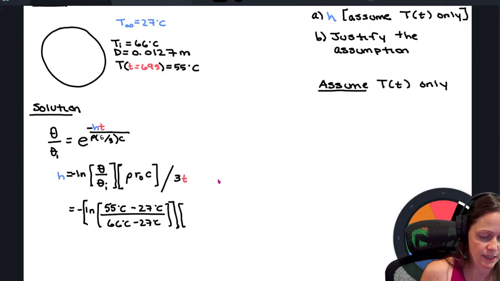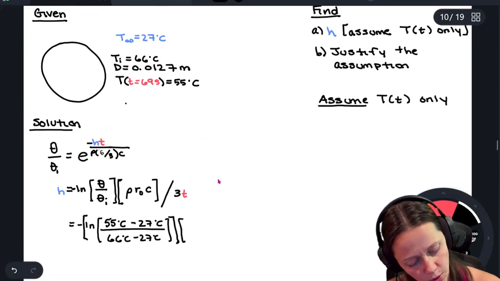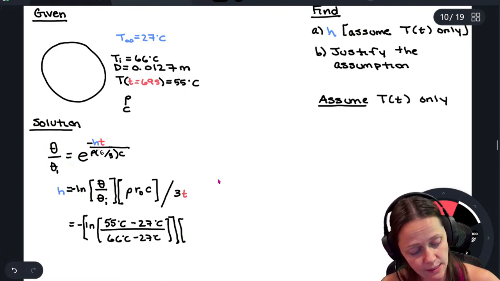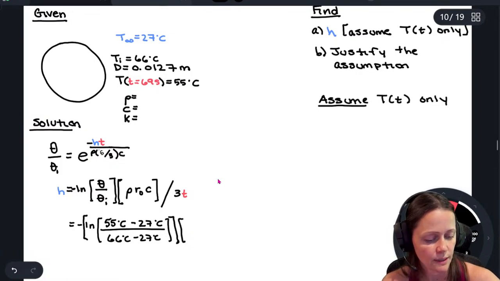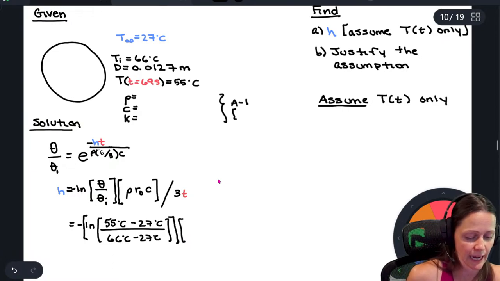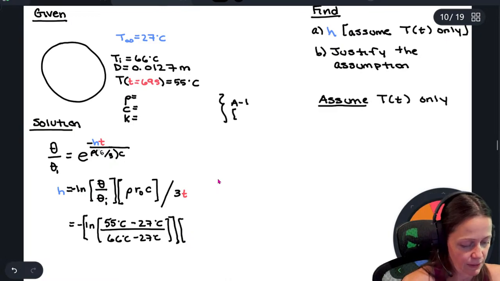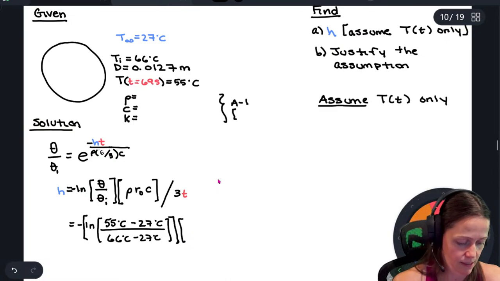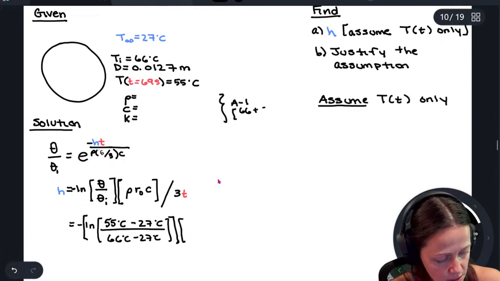times, oh yeah, and we do need to get some properties, don't we? We need rho, we're going to need C, and we're also going to need k. You can get all of these, I believe, for copper. It's in table A1. I might suggest getting it at the average temperature between 55 and 66 degrees, because that's the average temperature of the medium. So 66 plus 55 divided by 2 degrees Celsius.